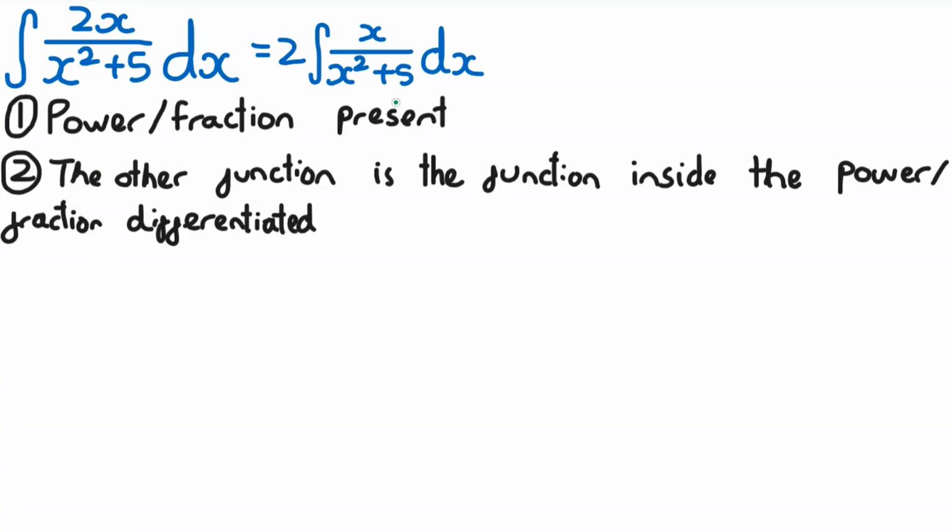Well, let's consider the two clues. All of the examples that we've done so far have involved powers, but this one doesn't involve a power. This one involves a fraction because we've got this x over x squared plus 5. So we have the first condition satisfied because we have this fraction here. For the second clue, the other function present is the function inside the fraction differentiated. When we say inside the fraction, what we mean is inside the denominator, so we're talking about this x squared plus 5, and this differentiated is the other function present in the integral.